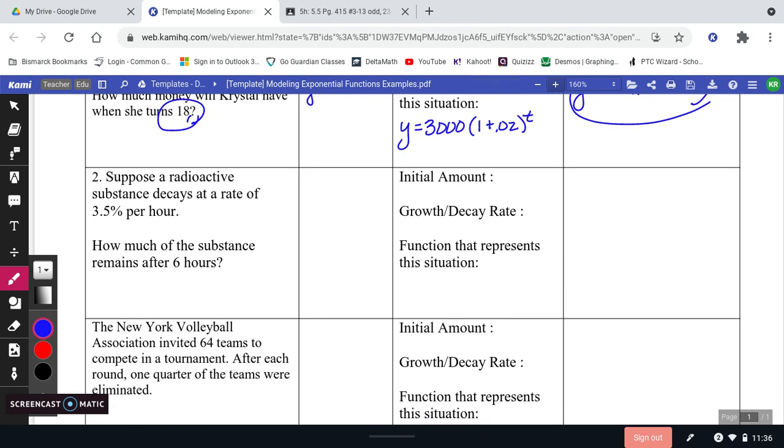Okay, example number 2. Suppose, and I need to give you an amount, we're going to go with 10 milligrams. So suppose 10 milligrams of a radioactive substance decays at a rate of 3.5% per hour. How much of the substance remains after 6 hours? Okay, well, right here it tells us it's going to be a decay. So since it's going to be a decay, we're going to have y equals a times 1 minus r to the t power. Okay, so you are losing part of the substance.